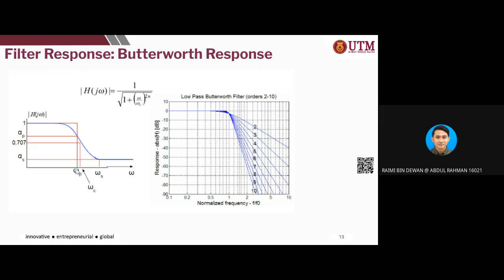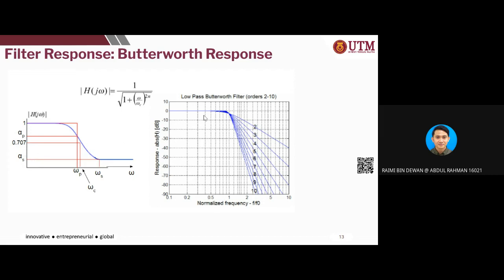You can see omega p here is the frequency at which we have a value attenuated by alpha p. The stop band gain and the pass band gain value, or you can call it attenuation. And this omega c is actually the frequency at which the signal is reduced by 1 over square root of 2 from its maximum. And this is your omega s, the frequency with the corresponding stop band gain here.